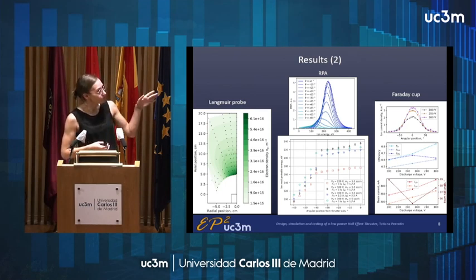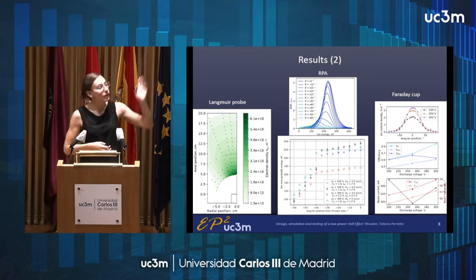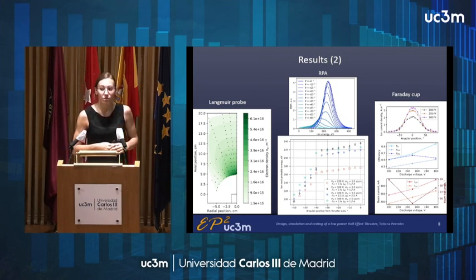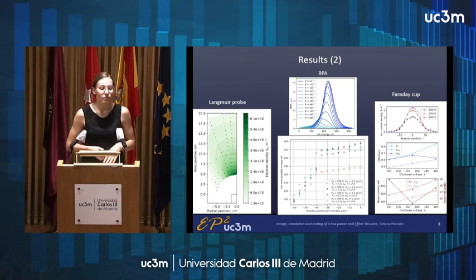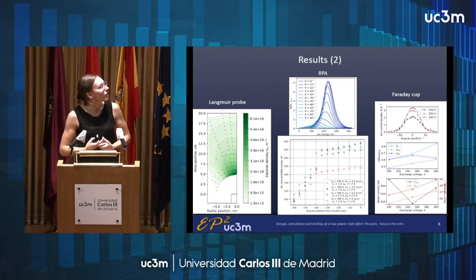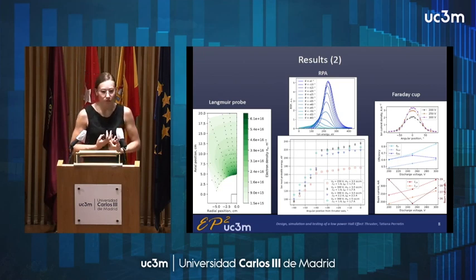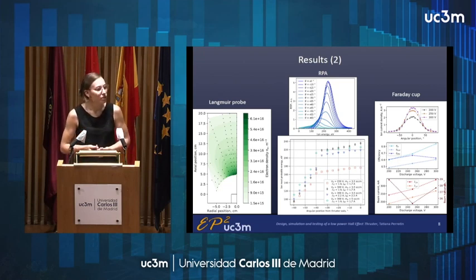Then in the middle, on the top, it's an ion energy distribution function that I obtained from RPA measurements. And on the bottom middle, it's the most probable ion energy in the plume. So we obtained quite good results. It seems that the thruster accelerates ions quite efficiently. So we were happy about this.